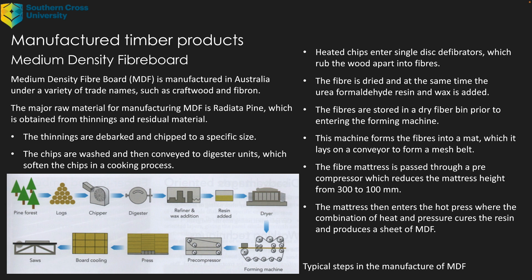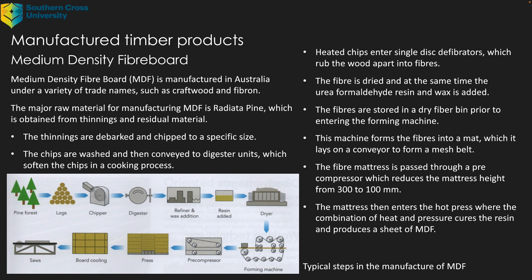So medium density fiberboard is manufactured in Australia under a variety of trade names such as Craftwood and Fibron. The raw material is radiata pine, which is obtained from thinnings and residual material. So that would be material left over. Say if they were going into the forest and taking out logs for saw logs, they can still use some of the smaller branches to make MDF.